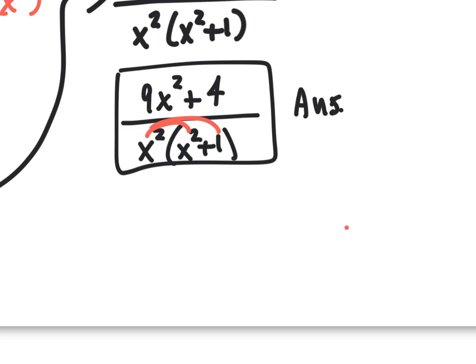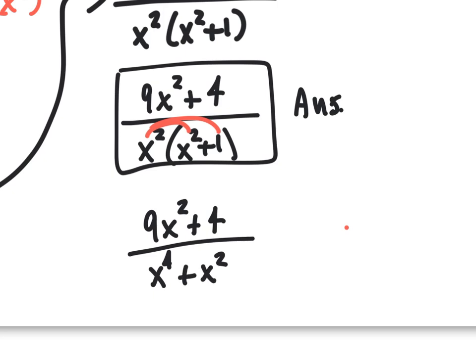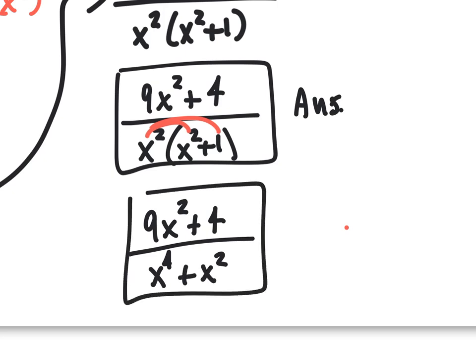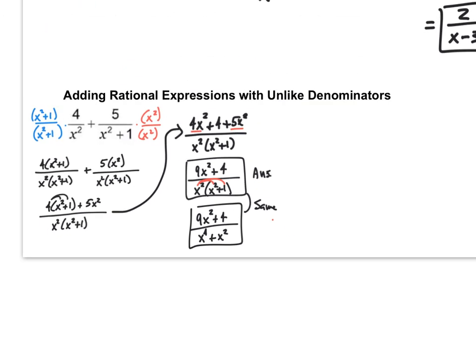But depending on what they want, if they want you to remultiply that back through, you could write this as 9x squared plus 4 over x to the 4th plus x squared, okay? And you could write it like that. These are the same thing, it just depends on how you want to write your answer. I'm rather indifferent. I would just leave it as this. I wouldn't mess with that, but it just depends, okay?